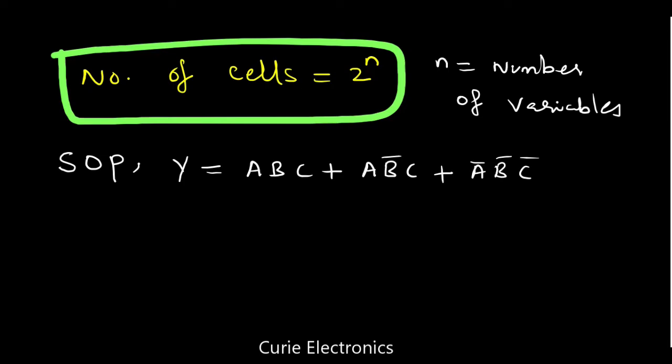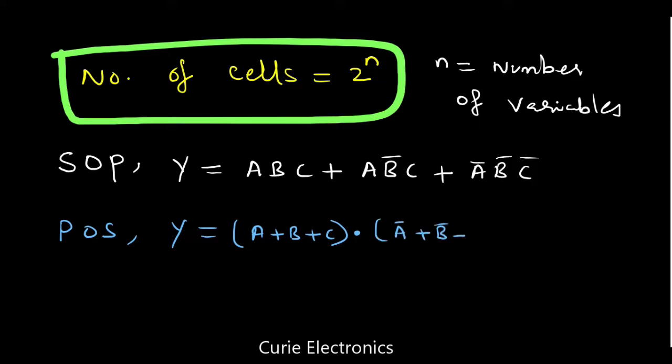Then what about POS? Product of sums. Let me write it as Y equals (A or B) and (A or B or C) and (A bar or B bar), this way. This is the product of sums. We are taking the product of sum terms, like A or B bar or C. This form is the product of sums. Now you can identify what a product of sums term is and what SOP is.